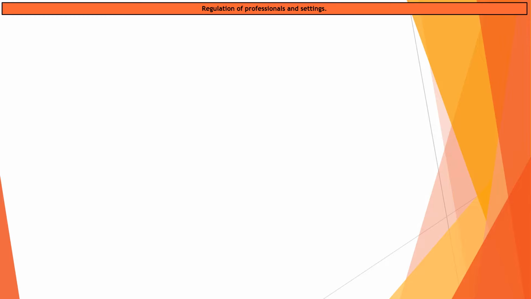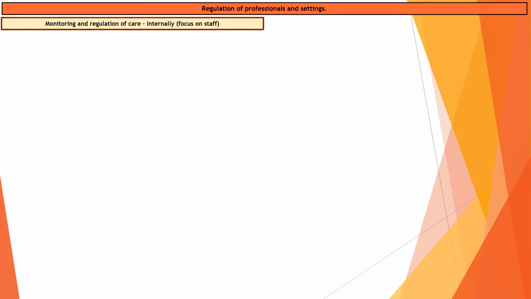Welcome to this BTEC Health Social Care video, Unit 2 topic focusing on the regulation of professionals and settings. So when it comes to the monitoring and regulation of a care setting, it can be done internally and externally. Internally is a lot more focus on the staff and how they are working within a setting. Externally, a little bit more focus on the setting as a whole, the place in which care is provided.